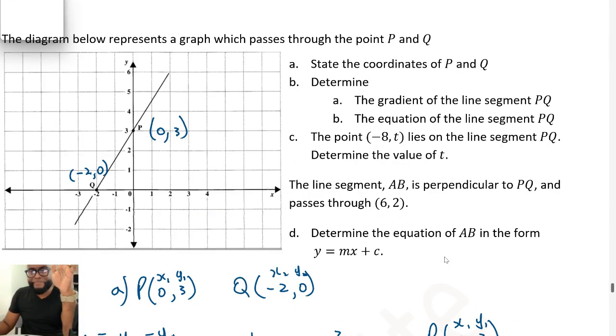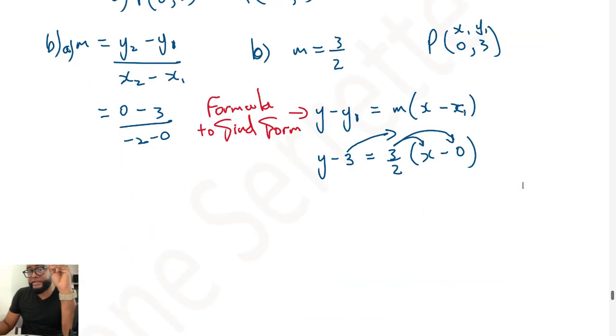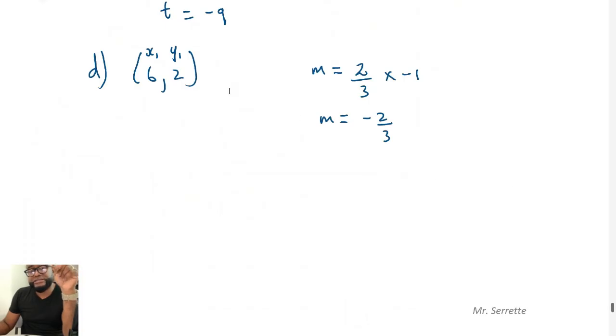The part we are doing is part D. We're trying to find the equation of the line AP, which is perpendicular to PQ, right? We have a coordinate on the line, which is 6, 2, and we have the gradient of PQ, right? So I wrote down 6, 2, and I took the gradient of PQ, which was 3 over 2. I flip it, multiply by -1, I get my new gradient, right?